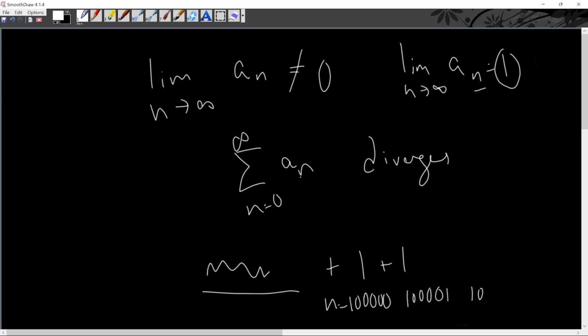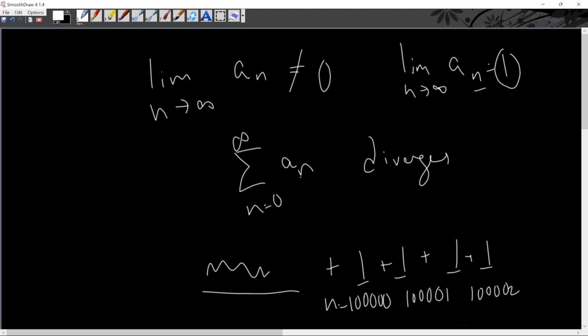100,001, 100,002, and on and on. But you are adding 1, right? And if you just look at it, if you keep adding ones, you are not going to be going to a single real value. You are getting closer and closer to infinity, right? Because your series is constantly increasing. Series are always increasing, but you aren't getting closer and closer to one value because every single term is adding an extra 1 at the end of it.